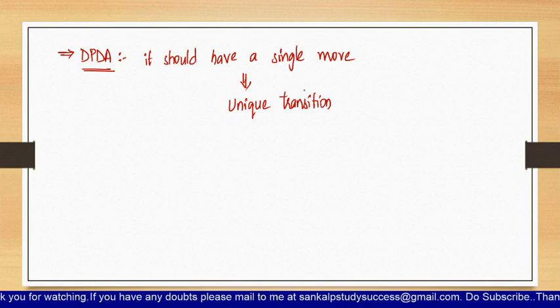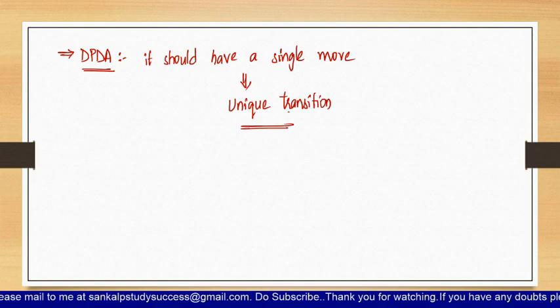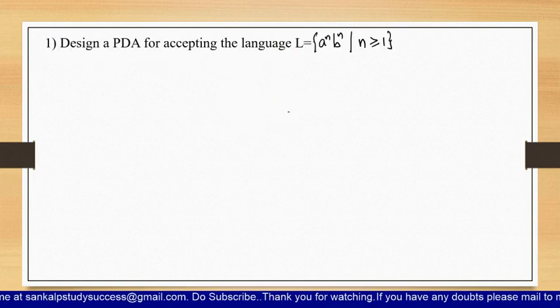If you are having a unique transition, then you will call it as deterministic pushdown automaton. That means when we move from one state to another state by applying an input symbol, there should be only that single move, and there should not be any other way. So that means you should have a unique transition. If you see some of the examples, you will have much more clarity on deterministic pushdown automaton. So now let us go into the first problem.